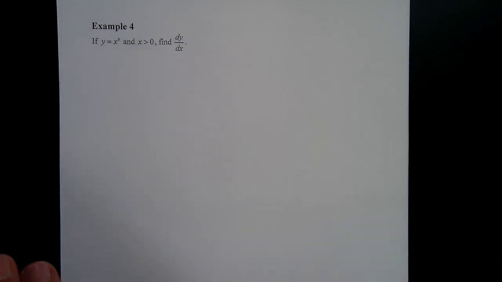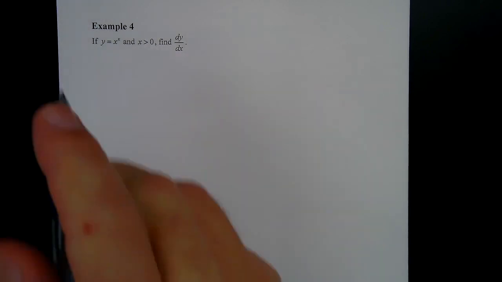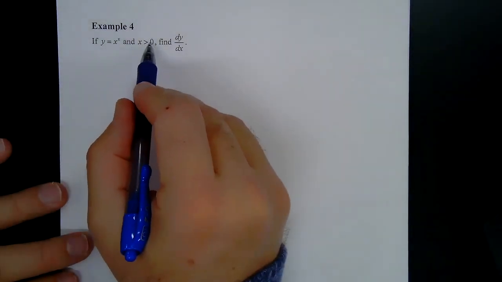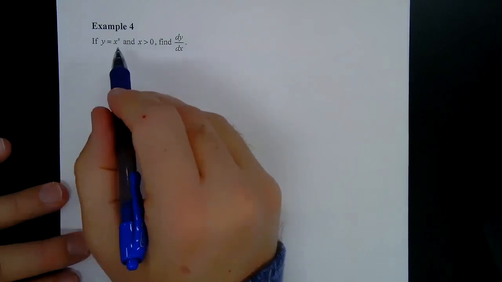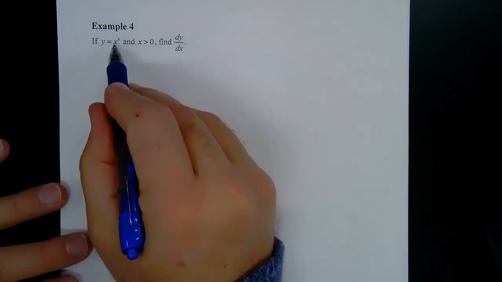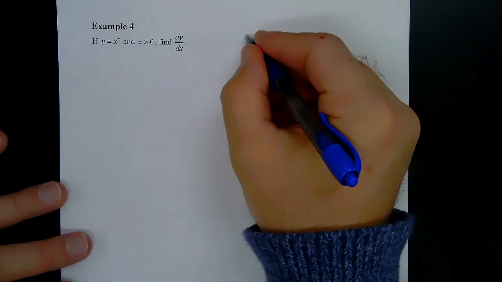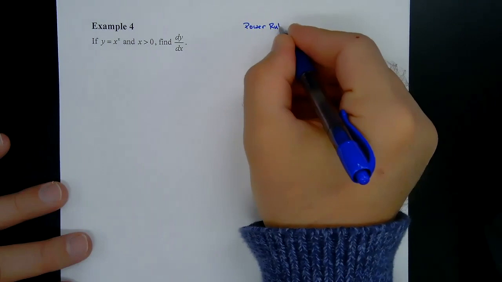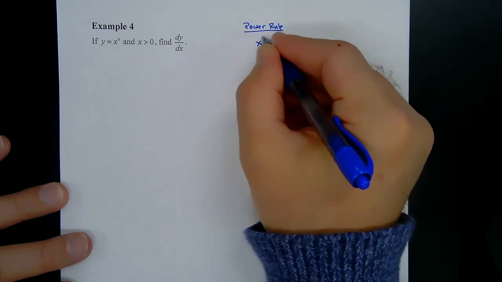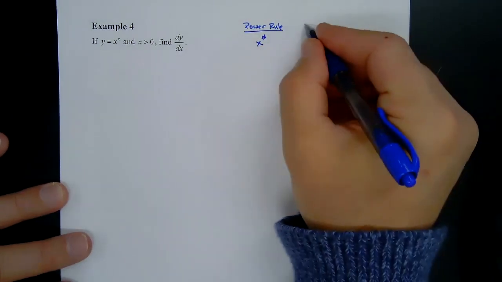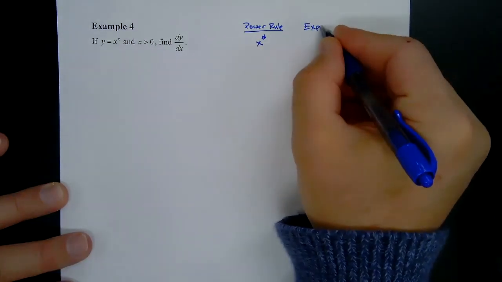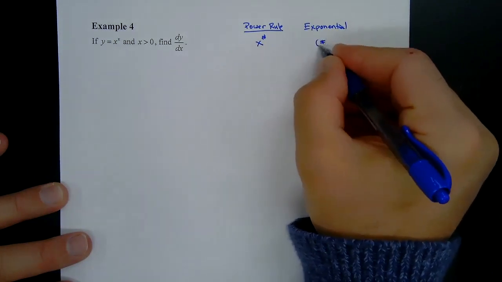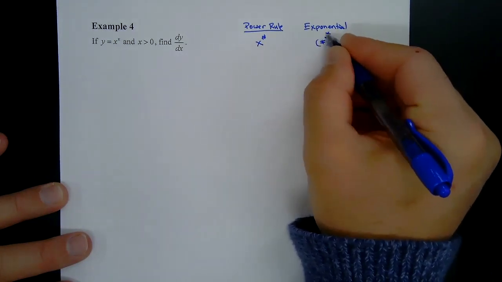So for this problem, we need to come up with a brand new technique, okay? So if y equals x to the x and x is greater than 0, that's this base right here, what's the derivative? Now, this is not the power rule because the power rule works when it's x to a number, okay? So power rule is when you have x to a number power, okay? And an exponential is when you have a number raised to the x power, all right?